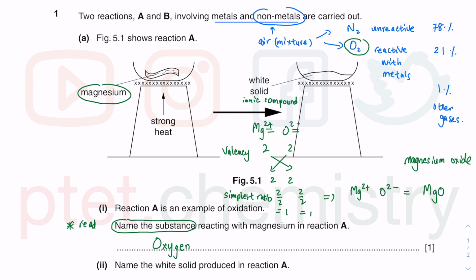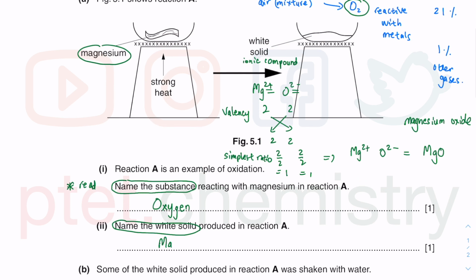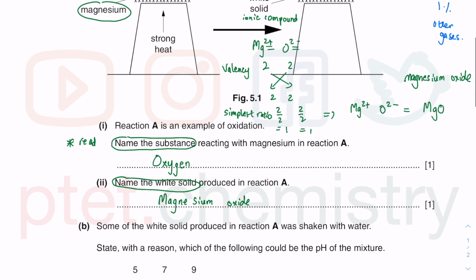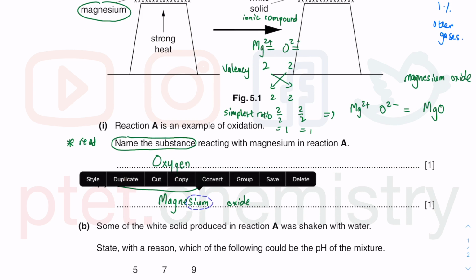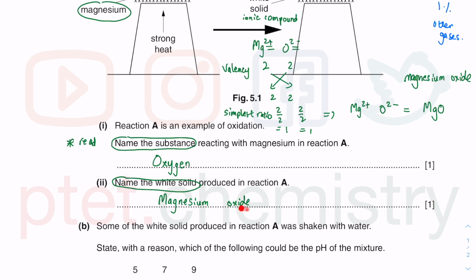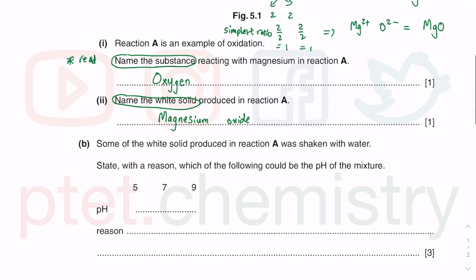Name the white solid. The white solid is now the magnesium oxide, which is already a compound. So magnesium oxide there. There's meant to be no space between the magnesium, so it's just the element name. And this is a compound of oxygen and magnesium, called magnesium oxide.